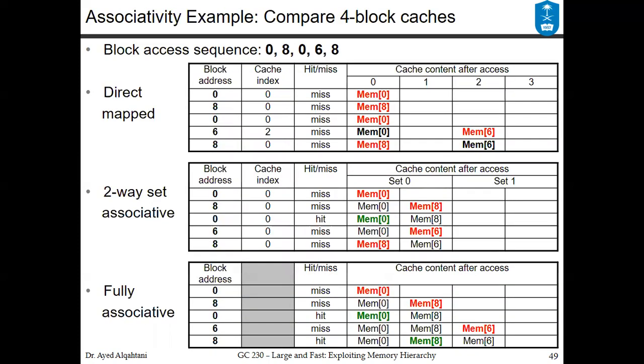Now, let's look at an associativity example. And we are comparing 4 block caches. So you can notice in direct map, we have 4 blocks. If we have 2-way set associative, then we'll have 2 sets, and each one of the sets have 2 locations. And if you have fully associative, then you have a single set, and you can store anywhere.